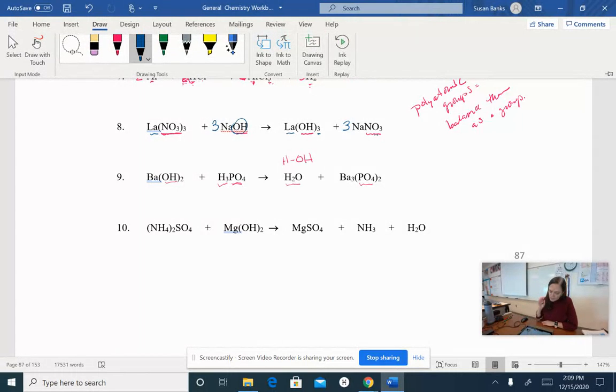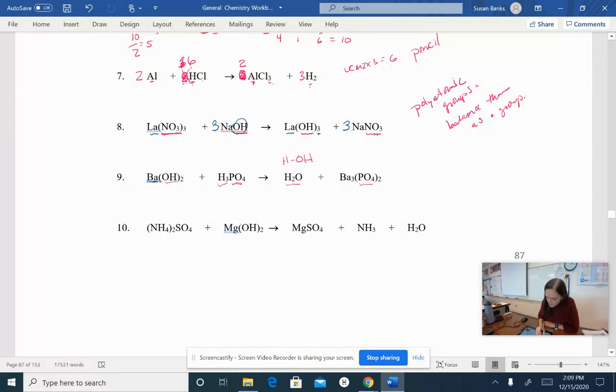So let's look at barium first. Here we have 1, and over here we've got 3. So the first thing I'm going to do is balance the barium with 3. And then the next thing I'm going to look at is my phosphate groups. I've got 1 phosphate group here. Here I've got 2. So I need a multiple of 2 so that I can have 2 phosphate groups. Okay, now we're going to balance the waters with the hydrogens and the hydroxides.